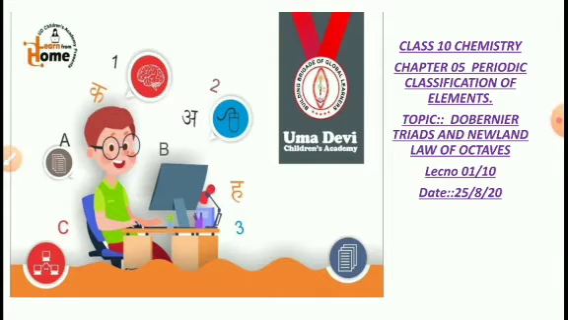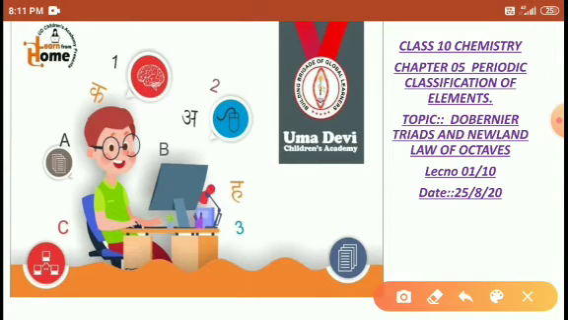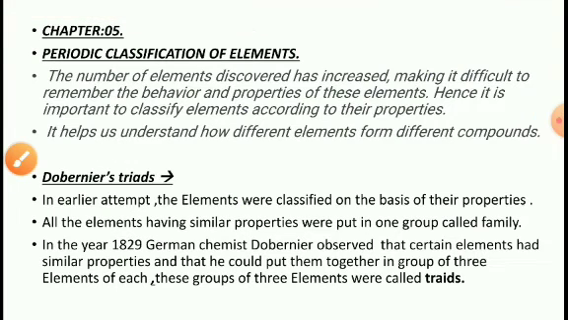Students, today we are going to discuss the new chapter, chapter number 5, Periodic Classification of Elements. This is the last chapter of the chemistry subject. The topic that we are going to discuss here is Dobereiner's triads and Newlands' law of octaves. Yes, students, this is our first topic from this chapter. Let's start with Dobereiner's triads.